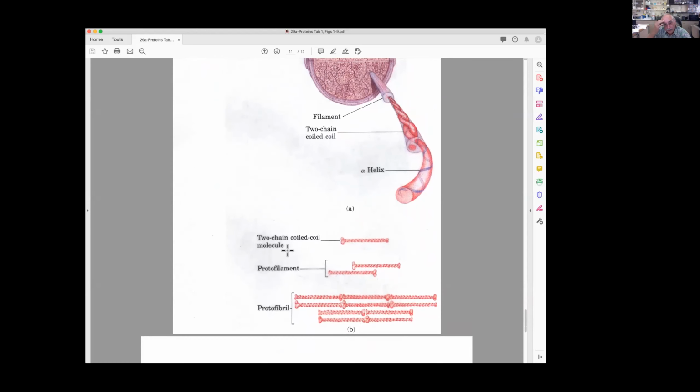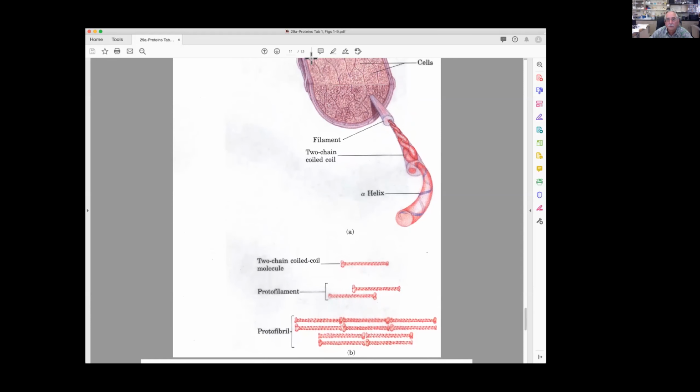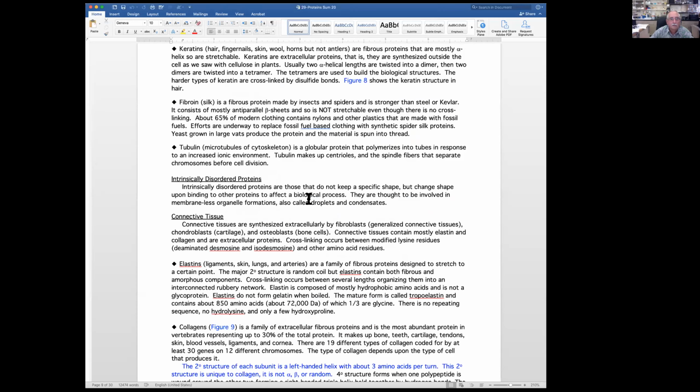So here are the two chains making a single coil, and then you have a protofilament where they start hooking together. And then they would be pretty limp. So how you stiffen that up is with cross-linking, using disulfide bonds, okay?